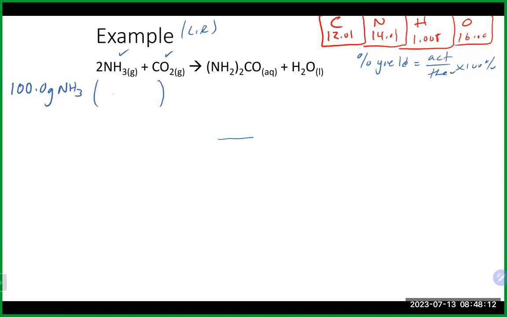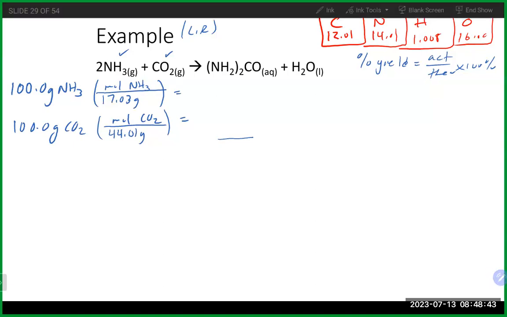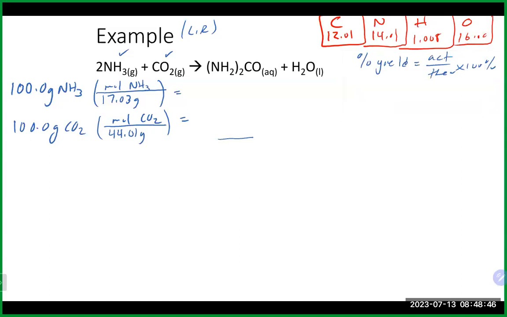Using the molar mass from the periodic table, that's 1 nitrogen at 14 and about 3 hydrogens. It's about 17.03 grams per mole of NH3. We also have 100 grams of CO2 in this case. Again, the molar mass from the periodic table, 1 carbon at 12 and about 32 there for the oxygen, gives us 44.01 grams per mole for our CO2. So again, this is going to give us our starting amounts here of each of our reactants.